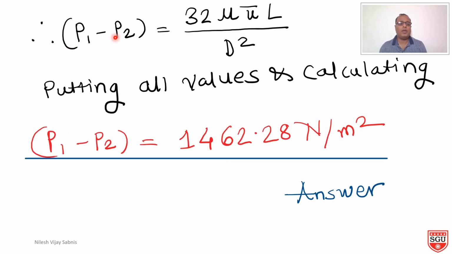So P1 minus P2 we want to find out. 32 mu U bar L by D square. We know value of mu, we know the value of U bar, we know the length, diameter is also known. So putting all the values and calculating, P1 minus P2 is equal to 1462.28 Newton per meter square. This is the answer which is asked in the problem. With this we are finishing problem number 1. Let's move to the next problem.